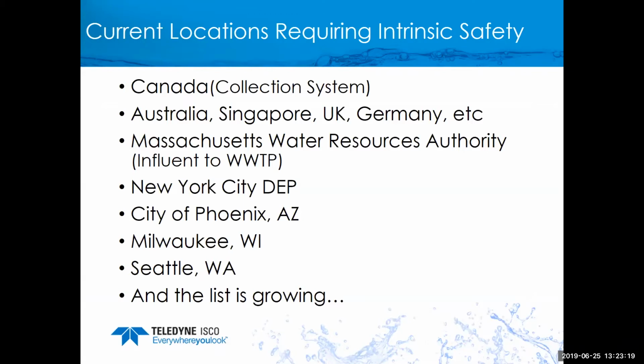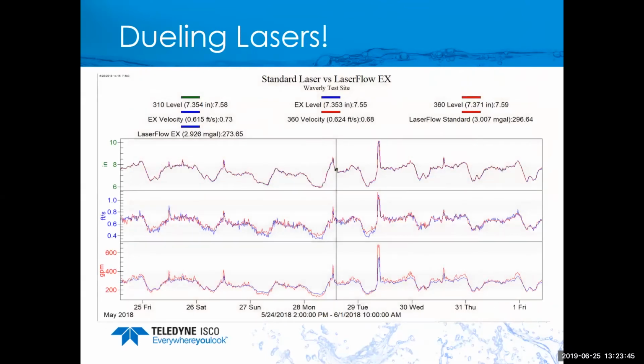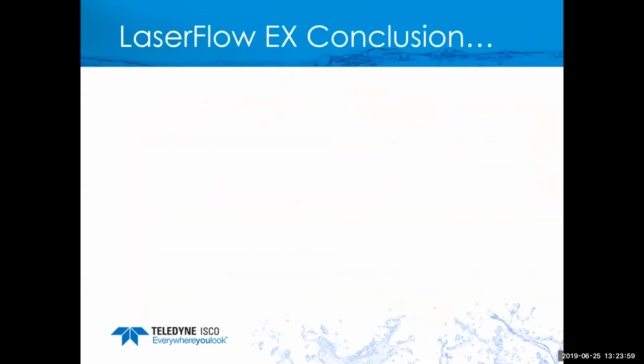So we're very fortunate to have that technology now, so we're able to cover these customers in addition to the ones that were using the non-IS laser. All right, so one thing that we really wanted to make sure was that we did not lose any performance capabilities. So in this case, we have dueling lasers. This is one of the older style lasers with the black housing compared to the LaserFlow EX. So these are head-to-head tests. And what you'll see there is that the level in the top pane is comparing the two, the velocity in the second pane, and the flow rate from the third. So it did a really good job. We didn't lose any accuracy on the tests that we did.